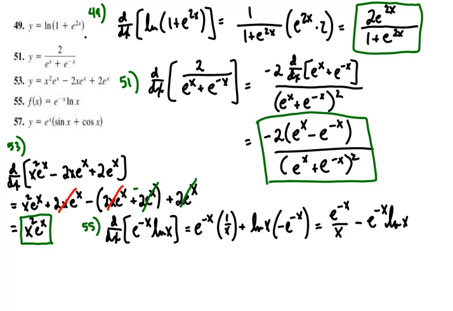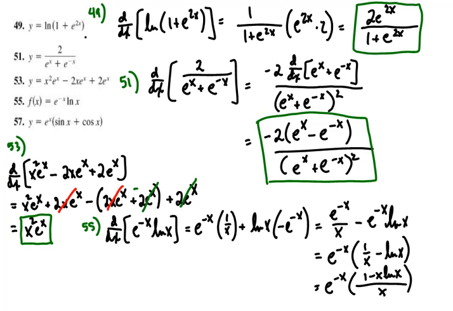Which when we rewrite this, and moving the e to the negative x in front of the natural log of x, we'd get e to the negative x over x minus e to the negative x times ln x. And we do have an e to the negative x that we can factor out. And so we would get e to the negative x times 1 over x minus natural log of x. I could multiply the natural log of x by x over x and combine them together. Let me just go ahead and do that.